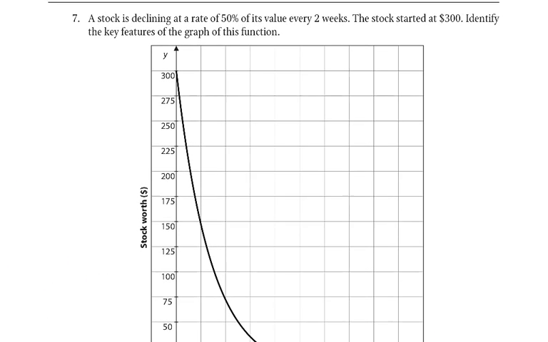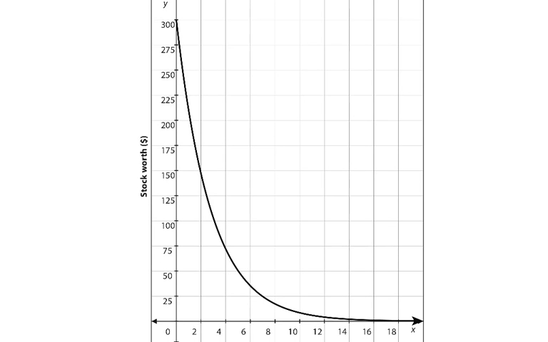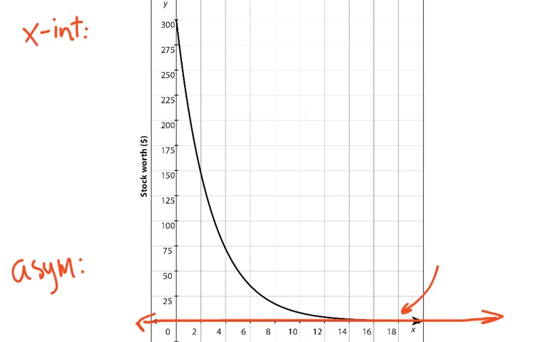Alright, now we finally have an exponential one. The stock is declining at a rate of 50% of its value every 2 weeks. The stock started at 300. Identify the key features of the graph. Okay, so x-intercept. It looks like it should be around here. But the nature of this graph, this idea of an asymptote, actually comes into play. Because you can never take half of something and get to 0. So the x-axis, or where y equals 0, that line is our asymptote, which means we never cross the x-axis.